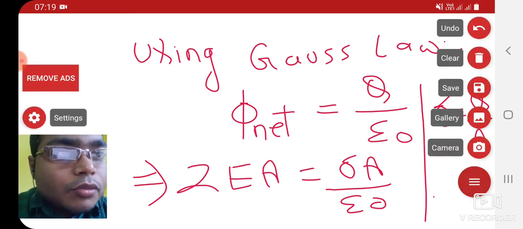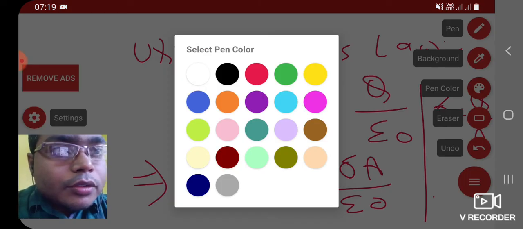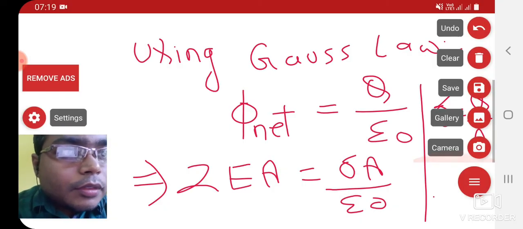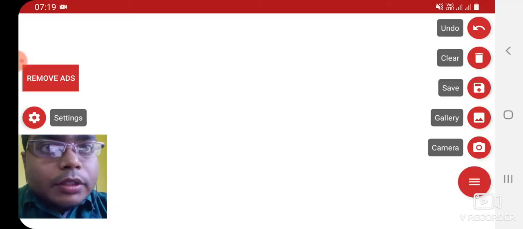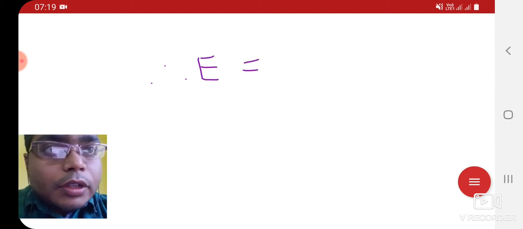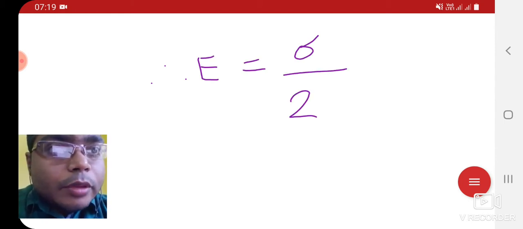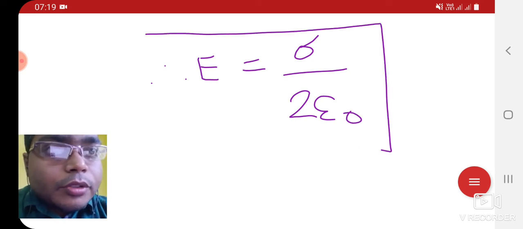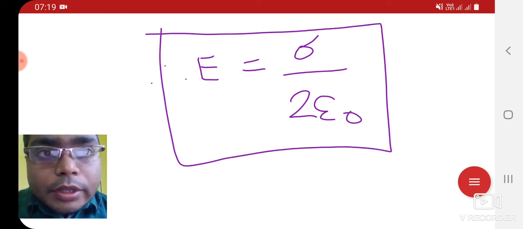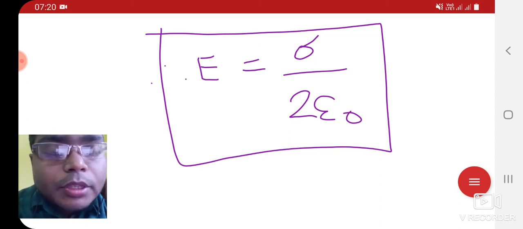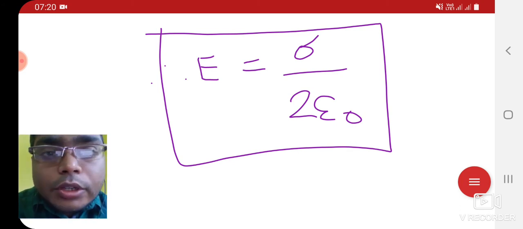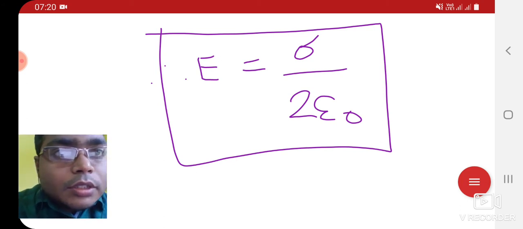After solving this particular equation, you will get that the electric field E will come out as sigma by 2 epsilon naught. You can check the result by yourself. So the electric field due to the infinite charged plane sheet is given by sigma divided by 2 times epsilon naught. So this is the calculation of the electric field. This derivation is also very important. So this is the second application of Gauss law. Now let us move to the third application of Gauss law.